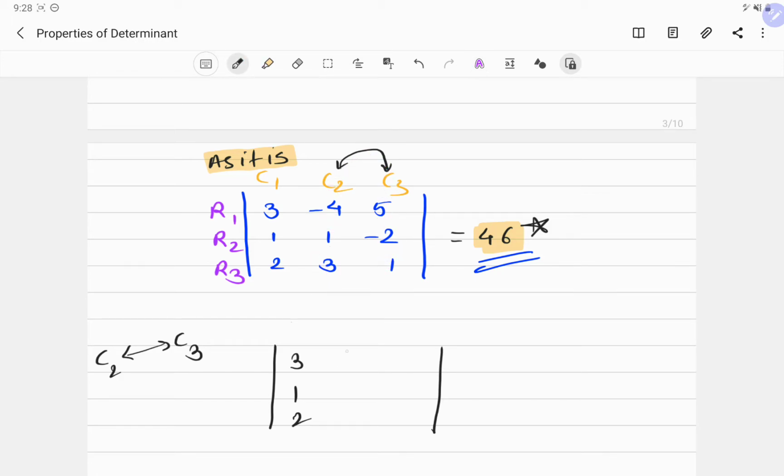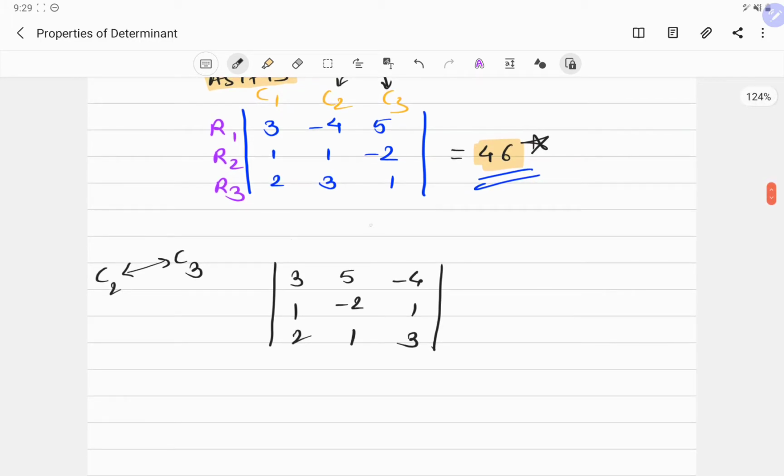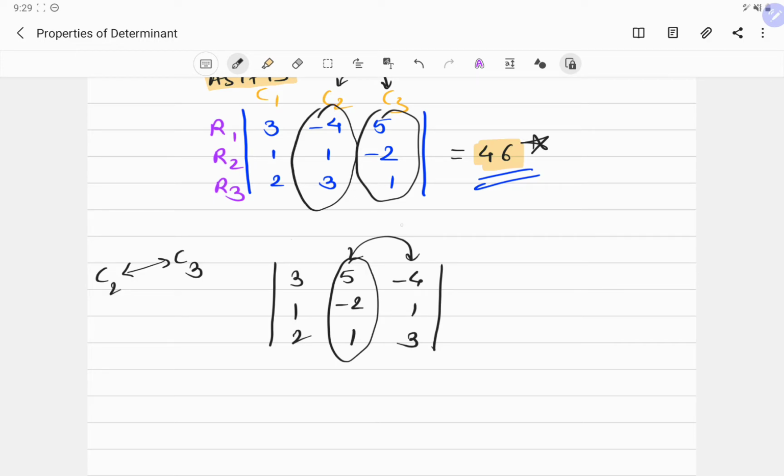So this column 3 elements, 5, minus 2, 1, now become a part of the second column. So 5, minus 2, 1 is now the second column. Now what about the second column? Minus 4, 1, 3 will be a part of the third column. So minus 4, 1, 3 is the third column. Right now, we interchanged the position of the two columns. Columns are vertical, so please observe, this one was column 3, now it is column number 2. And this one was column 2, now it is here. So here I interchanged the position of two columns.